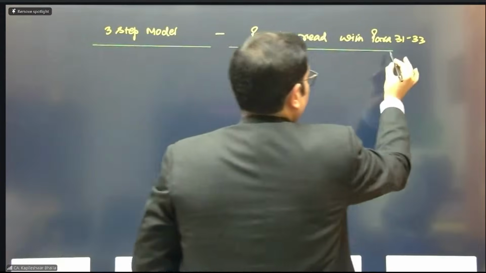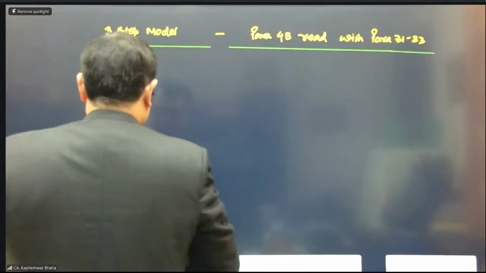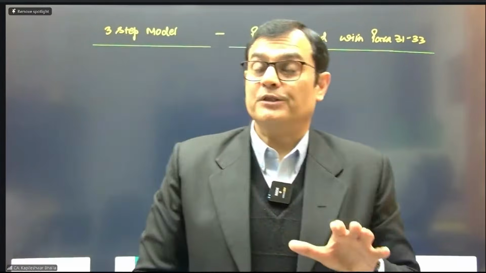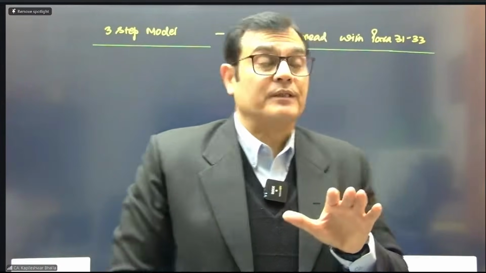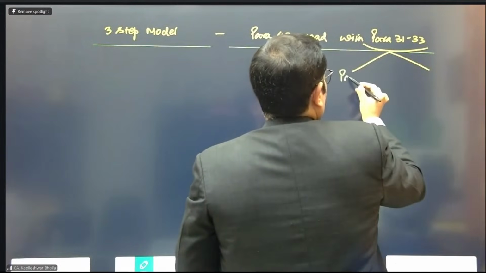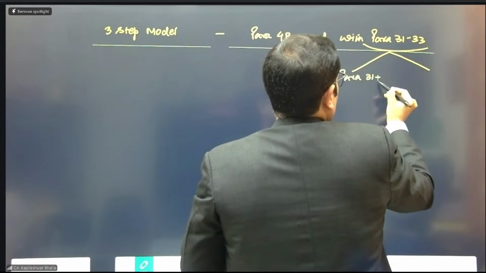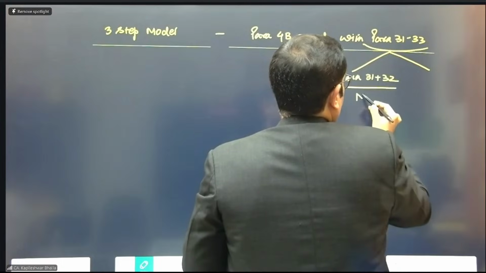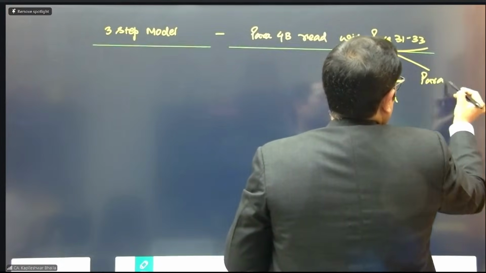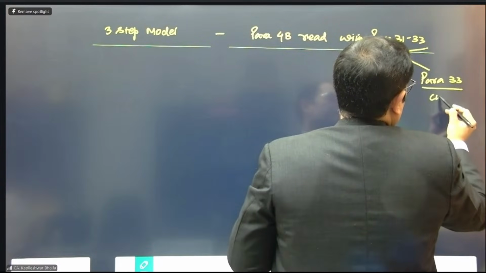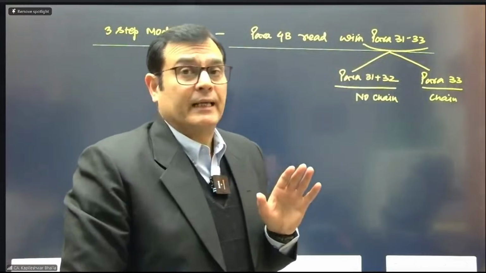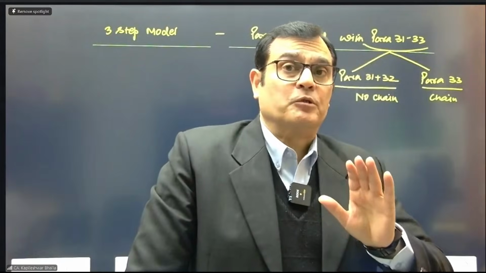That makes more technical sense. So we're looking at para number 4B, which is read with para number 31 to 33. Right now, I'm not looking at a chain. In this case, we can say there are 2 things. If you look at para number 31 and 32, there is no chain holding. But if you're looking at para number 33, it talks about the chain holding. So para number 4B is applicable to chains and no chains put together.